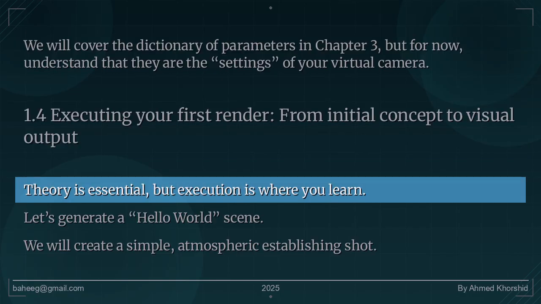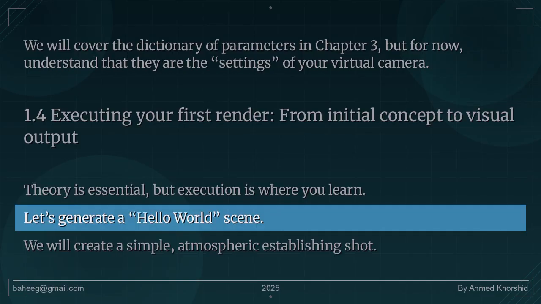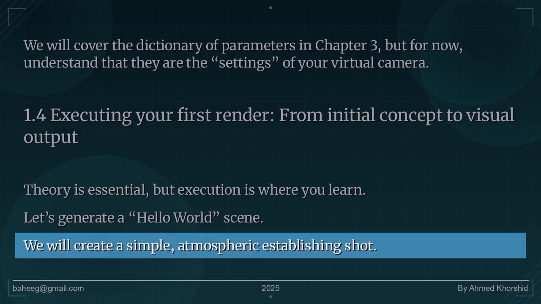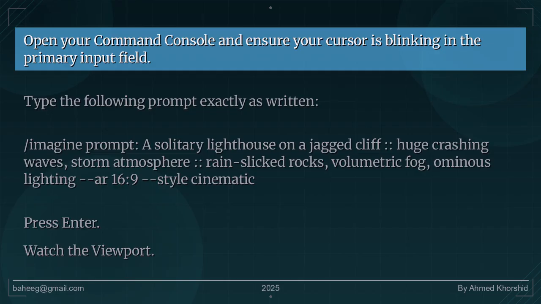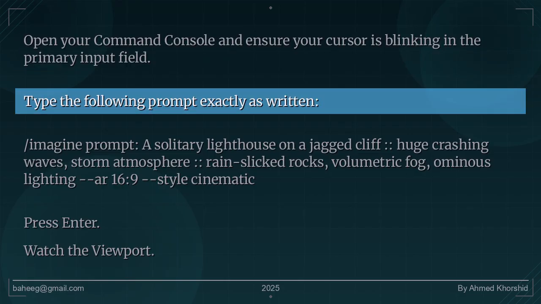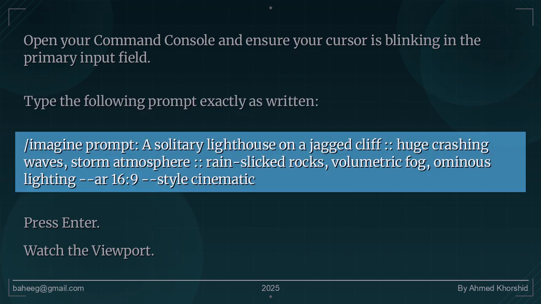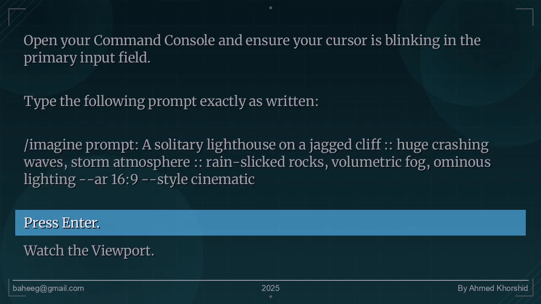1.4 Executing your first render, from initial concept to visual output. Theory is essential, but execution is where you learn. Let's generate a Hello World scene. We will create a simple, atmospheric establishing shot. Open your command console and ensure your cursor is blinking in the primary input field. Type the following prompt exactly as written. Imagine prompt: a solitary lighthouse on a jagged cliff, huge crashing waves, storm atmosphere, rain-slicked rocks, volumetric fog, ominous lighting --ar 16:9 --style cinematic. Press enter.